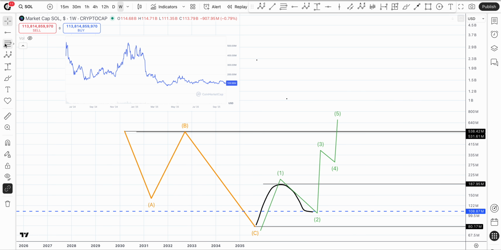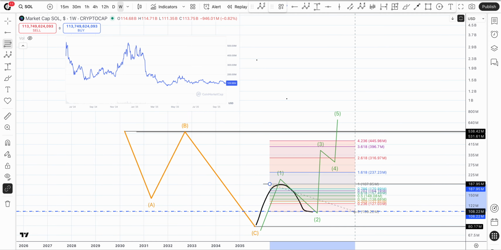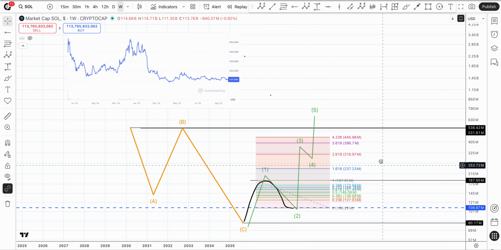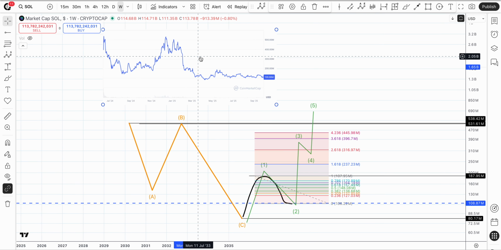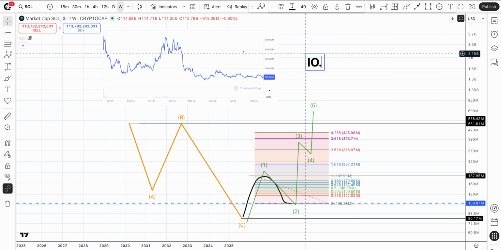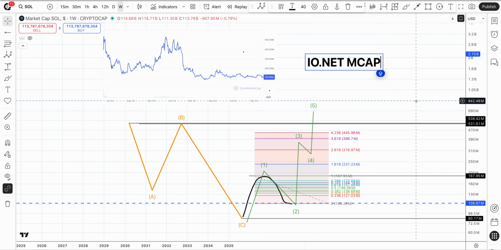All right. Right here, we had waves 1 and 2. 1, 2, pretty drawn out. What I want to do is I want to pull some fibs here, and I want to see what a full extension of this is going to look like for us here on the market cap chart, right? And again, ignore that. It's not actually SOL. This is IO.net MCAP. All right.